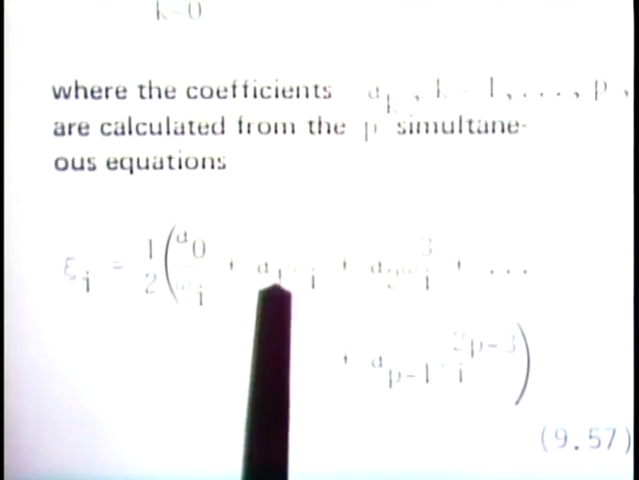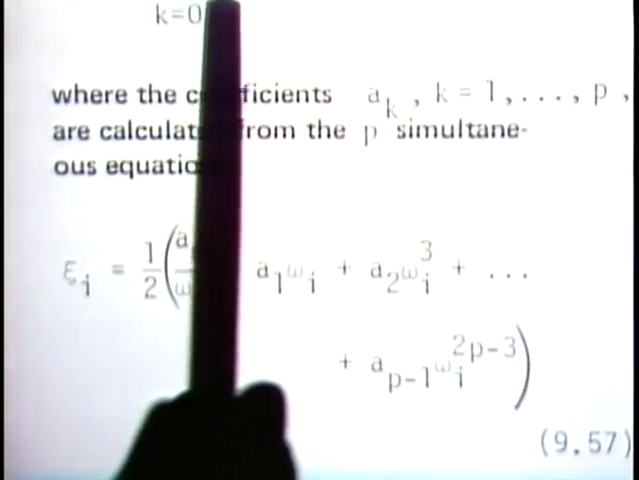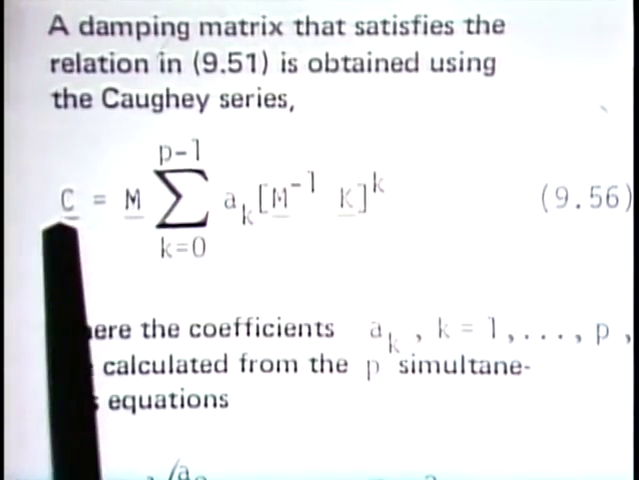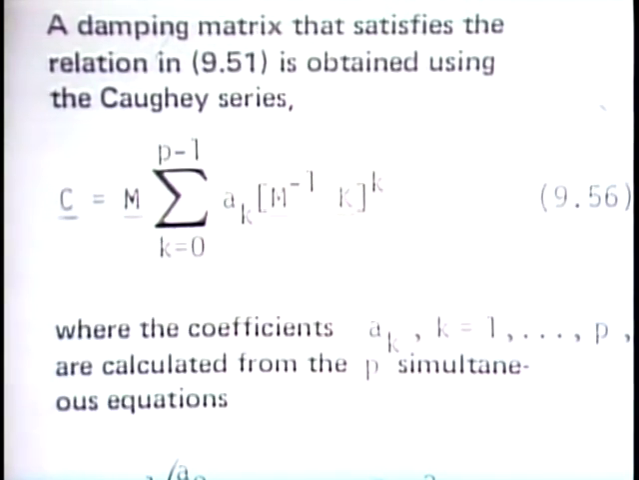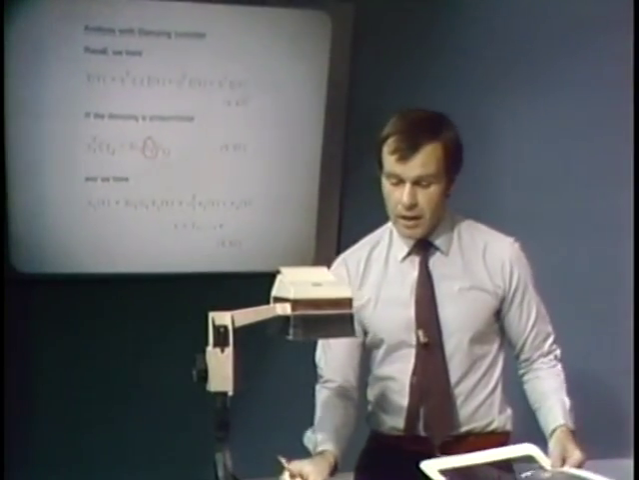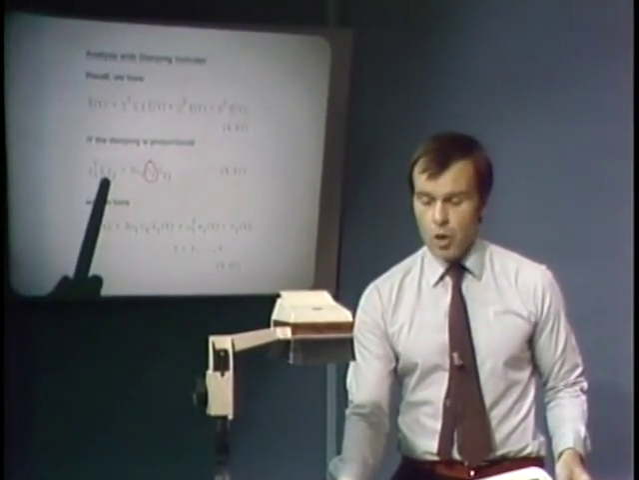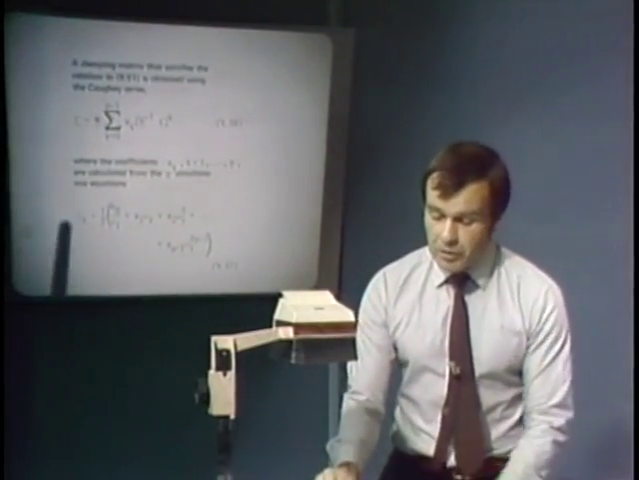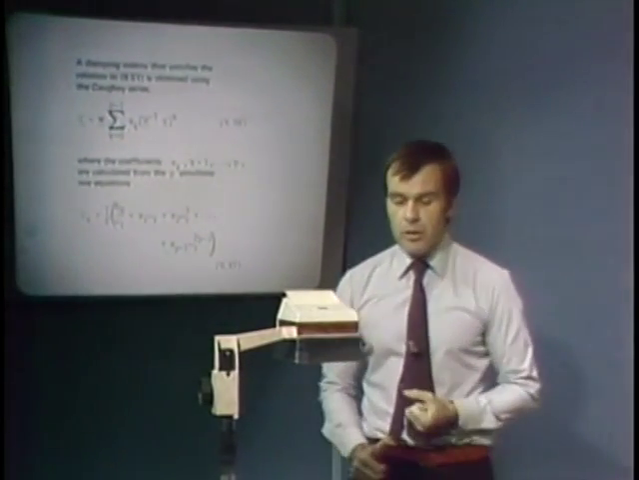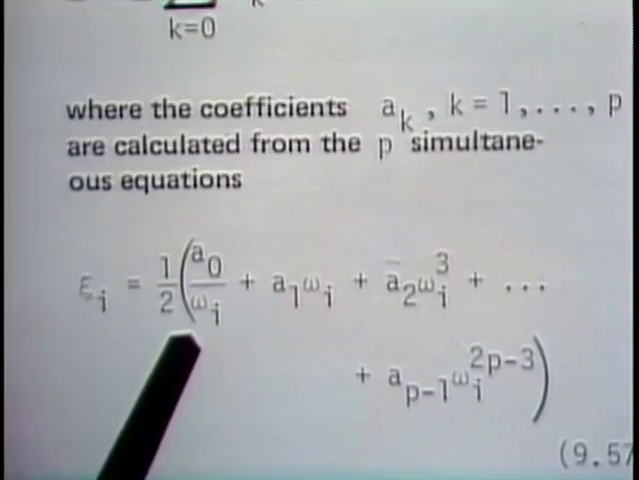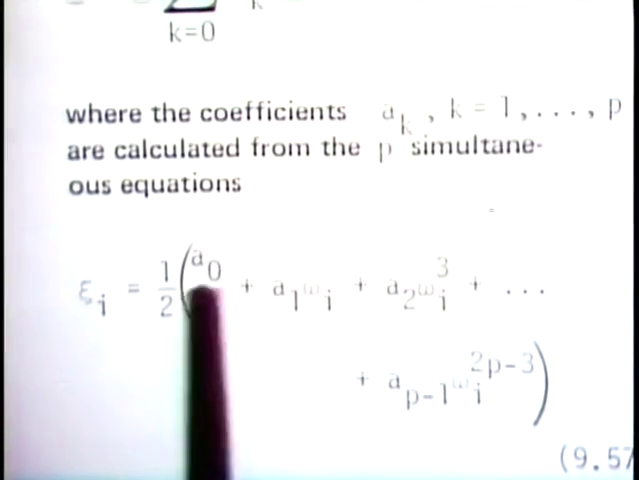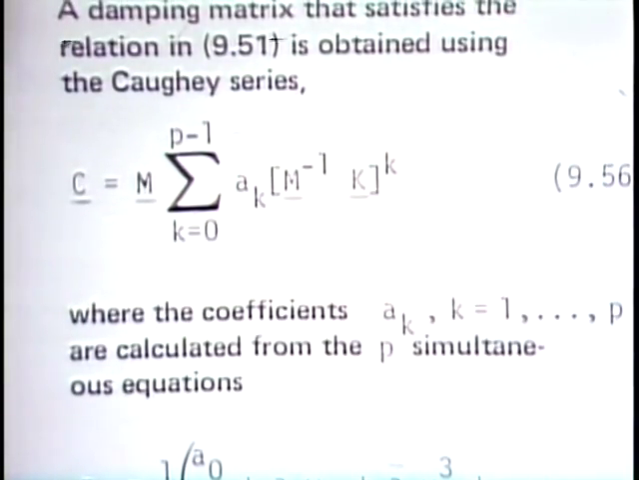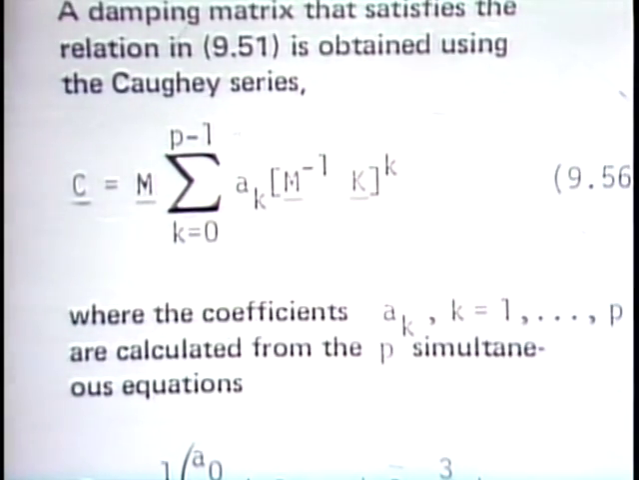Once we have these constants, we can substitute them into here, and we're coming up with a C matrix, and this C matrix here indeed satisfies the orthonormality property shown here. So, in other words, given the xi I values from experimental results, given the omega I values, we can calculate a C matrix that in fact gives us a diagonal matrix when we carry out phi I transpose C phi j.